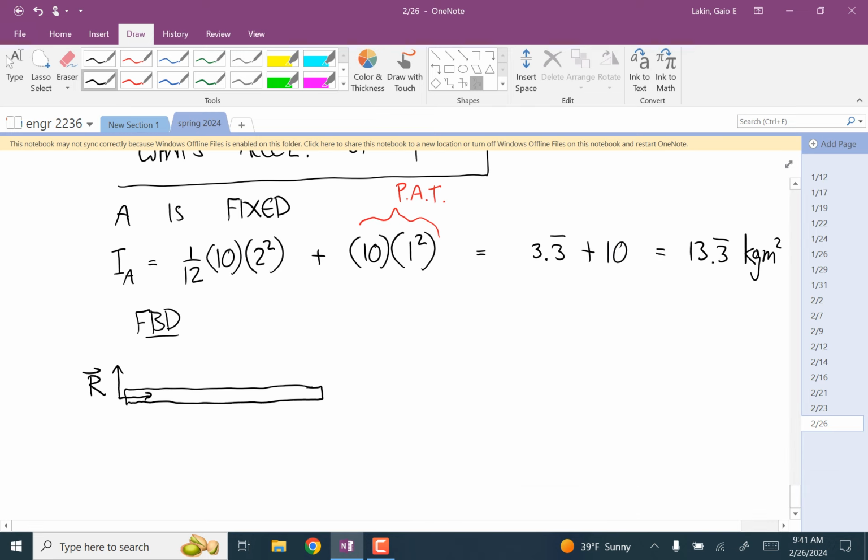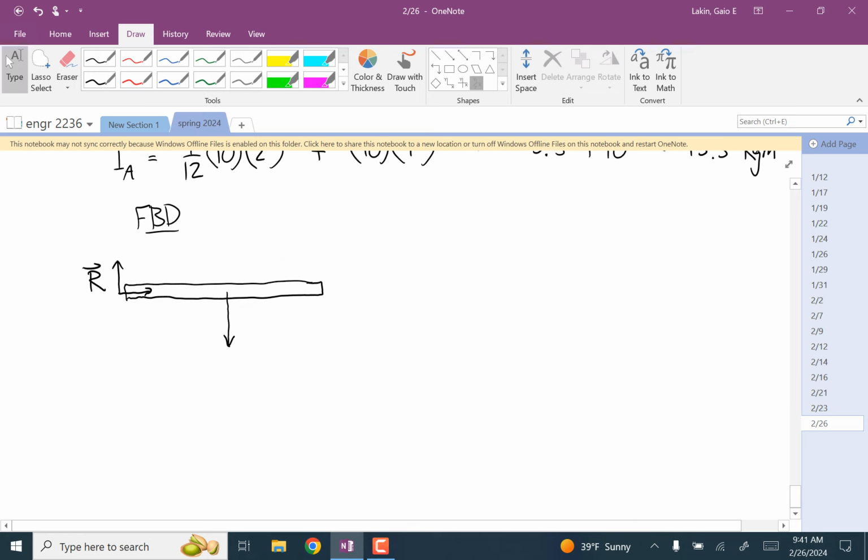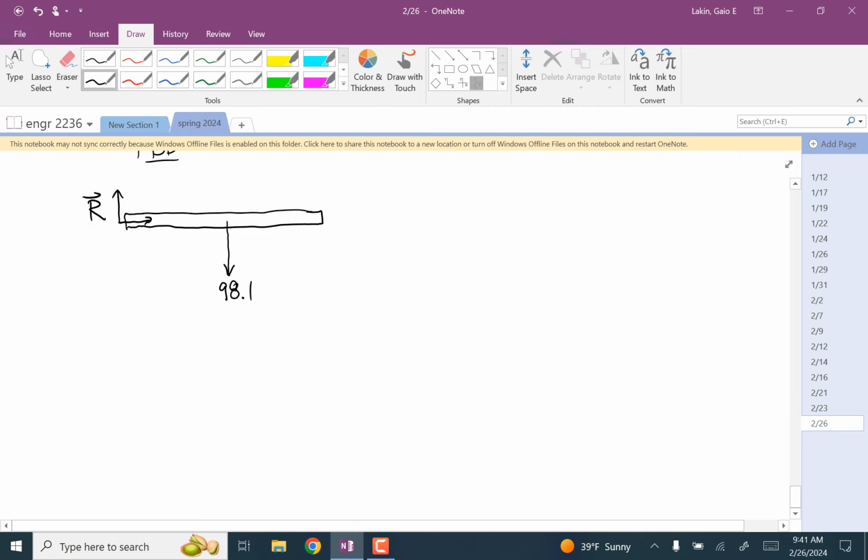Okay, so we have the reaction force at the left, and then we have the weight force that always acts at the center of mass. So this thing has a mass of 10 times 9.81. This is 98.1. And now we can fill out this table.